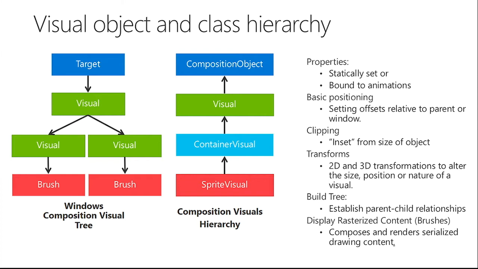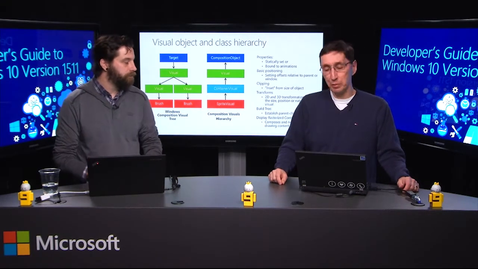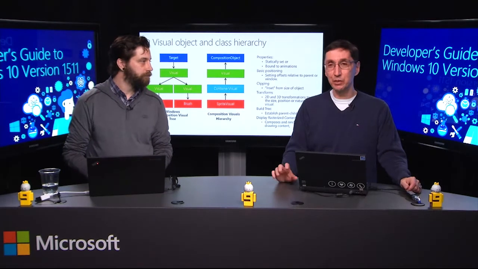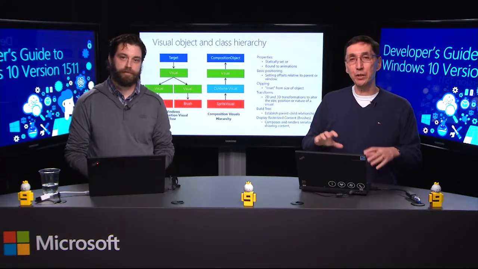Now, here's what I really want to talk about. It's the actual object family. The composition object is just the high-level object class that holds all of the inheritance. Yeah, it's the base class. It's the base class. And in that base class, there is a visual. A visual is where all your properties live. We call this the base visual.